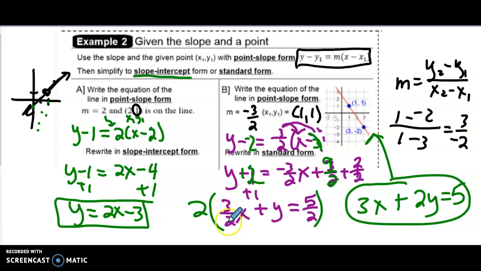You still would have added 3/2 x over here. You would have subtracted 2. Subtracting 2 is like subtracting 4/2. 9/2 minus 4/2, oh gee, that's 5/2. And then you would have multiplied by 2 and gotten the same thing. Just wanted to emphasize, it doesn't matter which one of these points you pick, you'll end up with the same line. Okay, the math will end up the same way.